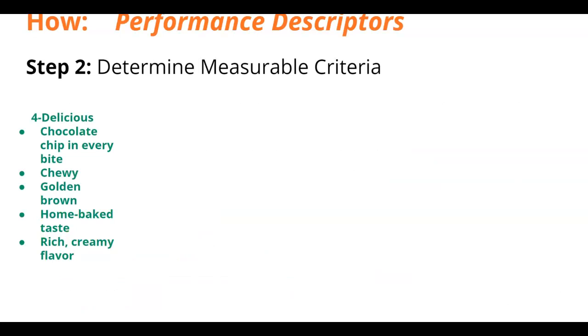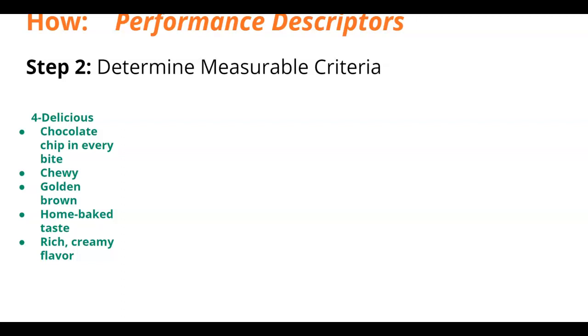Step 2 is for me to determine those measurable criteria then. And so I have to determine what makes a 4-level cookie? What makes a delicious cookie? So when I think about those criteria, I said the number of chocolate chips. Well, a delicious cookie is going to have chocolate chips in every single bite.